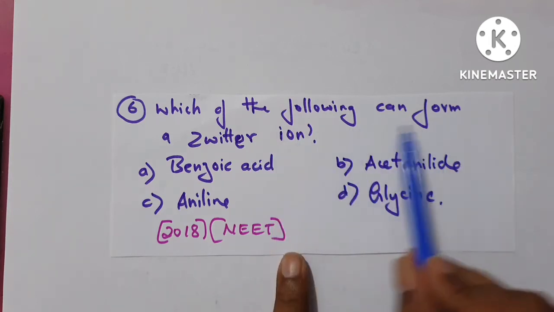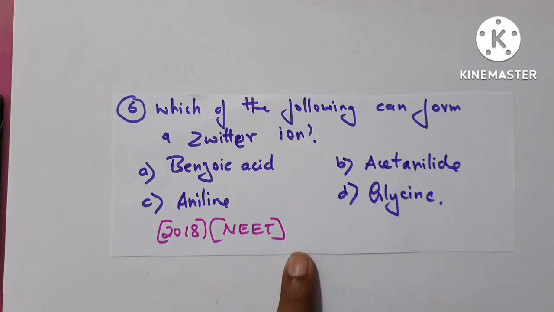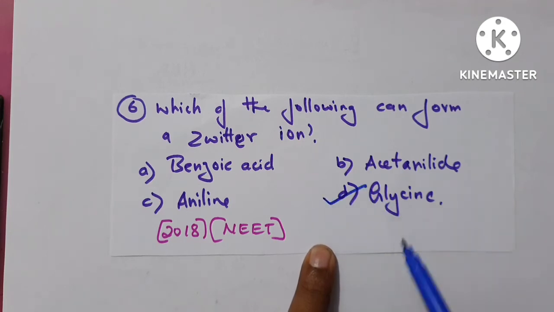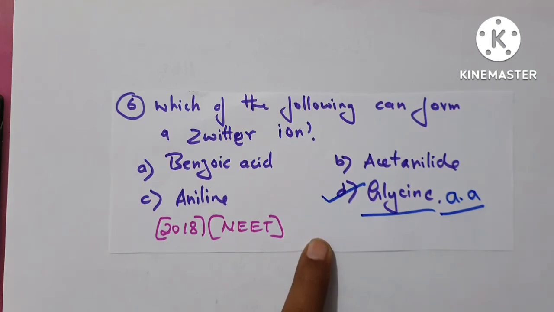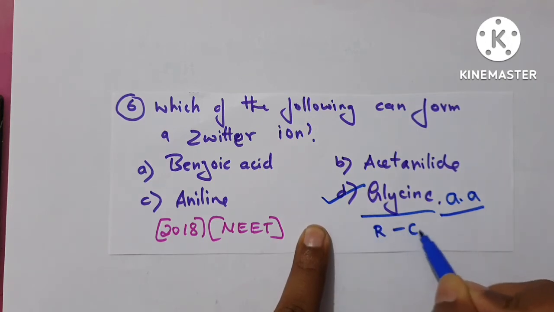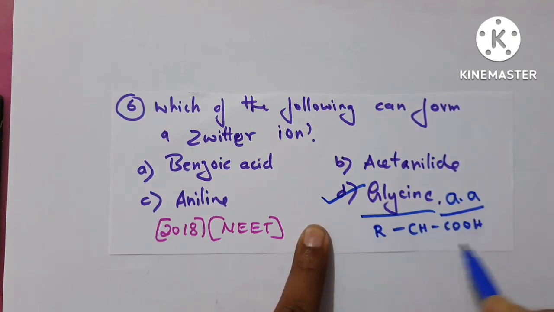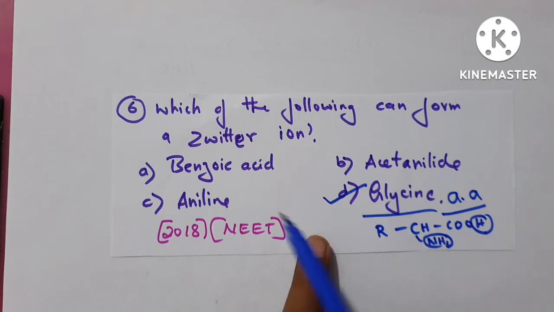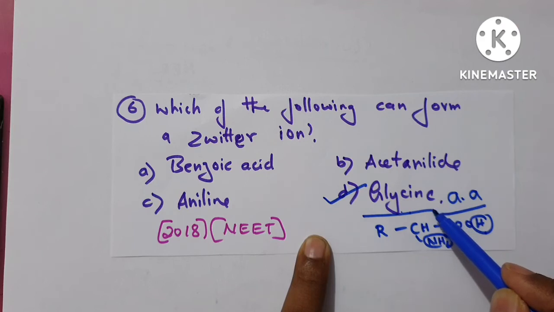Which of the following can form a Zwitter ion? Is it benzoic acid? Is it acetanilide or aniline? Here, glycine is an amino acid, the only amino acid among them, because it has got an acid as well as a base. The COOH group is there as well as a base, because an amino acid is the one which has got a COOH group and an NH2 group, and this will form a Zwitter ion structure, which is absent in the other options. Therefore, glycine is the one which can form a Zwitter ion.